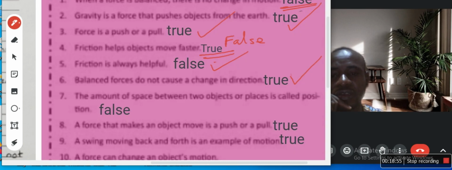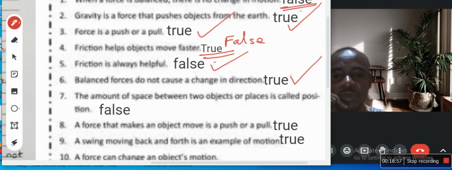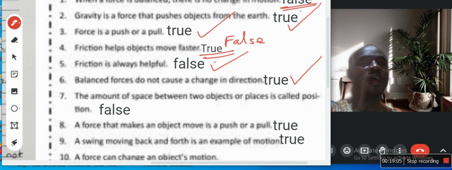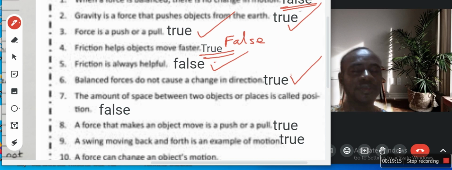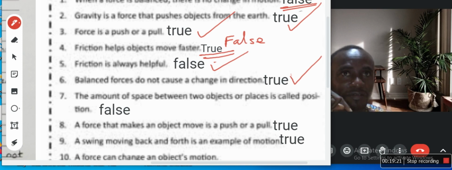The amount of space between two objects or places is called position. The amount of space, like from where you are to where I am. It's not. What should it be? From where you are to where I am, should be what? I don't know. Position cannot be the space between. No, that's not what position is. Position is your location.